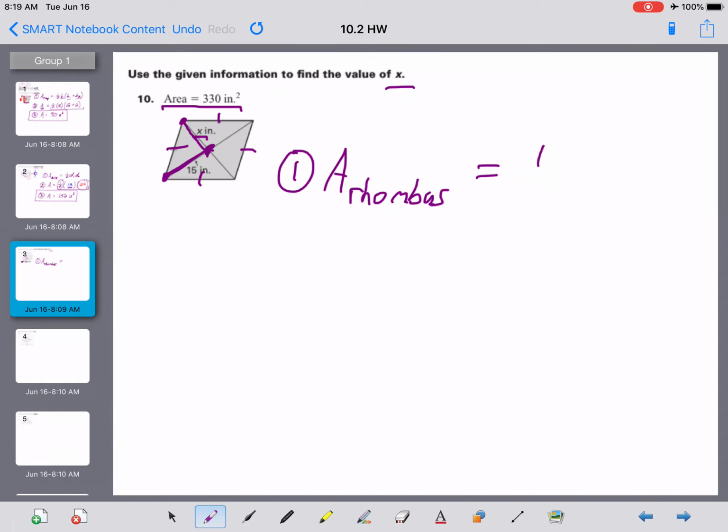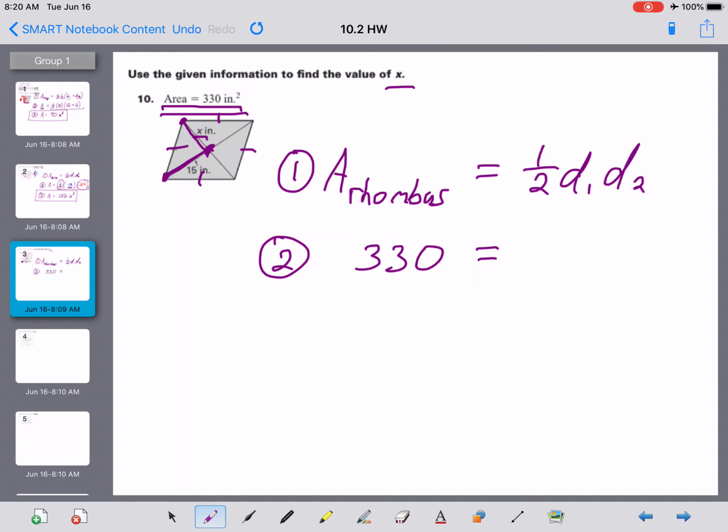And the formula for area of a rhombus is the same as the formula we just used for the area of a kite. 1/2 diagonal 1 times diagonal 2. So there's your formula. And now for step 2, we're going to fill in what we know. And this time, they told you that the area of the rhombus was 330 square inches. So that goes here on the left, because the area for the first time here is something that's known. On the right-hand side, we've got a 1/2.